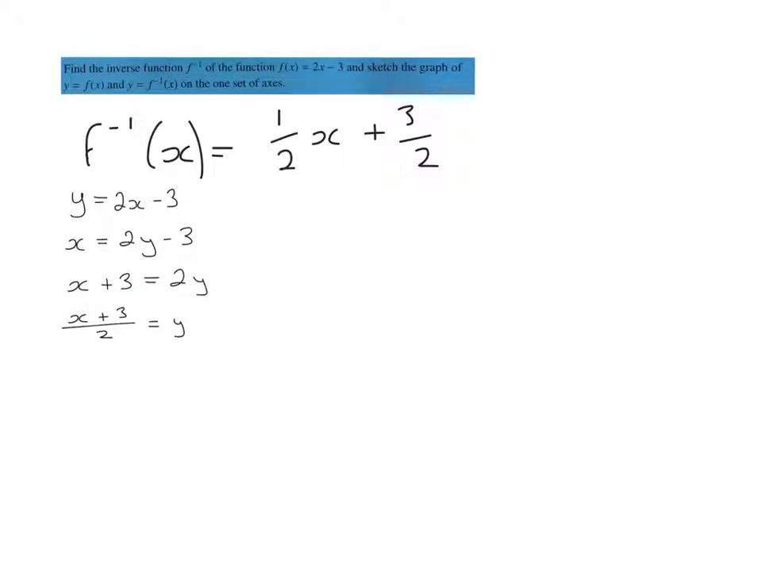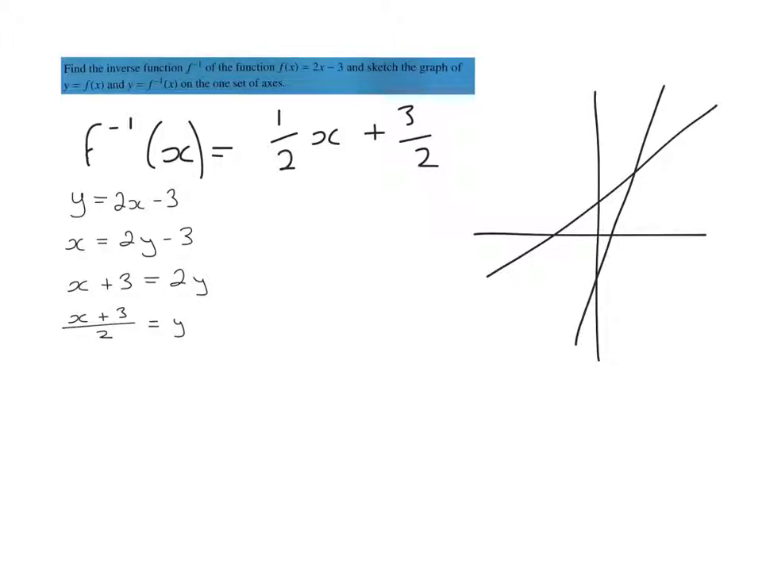Now, the question has also asked us to sketch the graphs of both the original and the inverse on one set of axes. I'm going to do a quick sketch and then I'll import a Desmos picture to show you, but you can clearly see that here, if the axes are going to be there, we're going to have half x plus 3 on 2, which is going to look something like this. That was the inverse, and the original was 2x minus 3. So it's going to look something like a bit of a steeper gradient. It's going to look something like that.